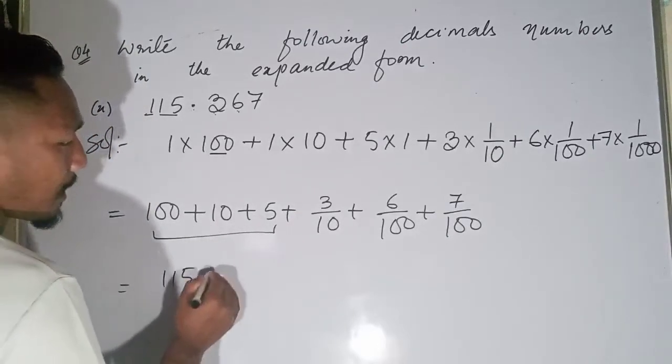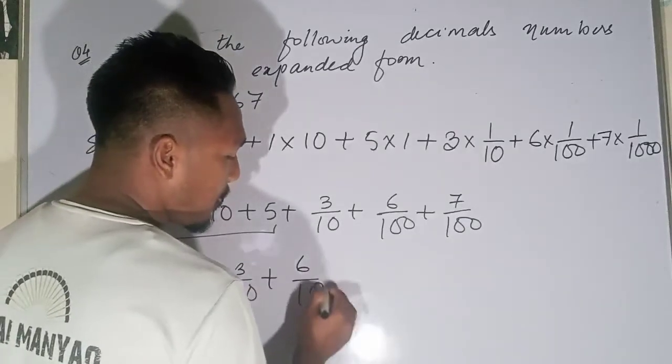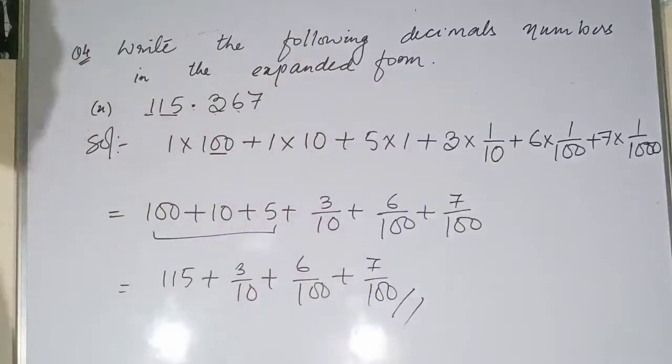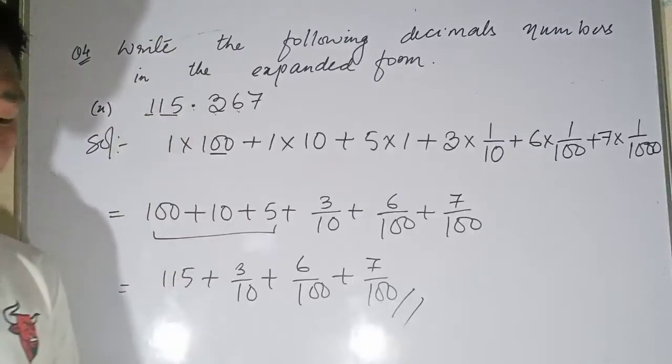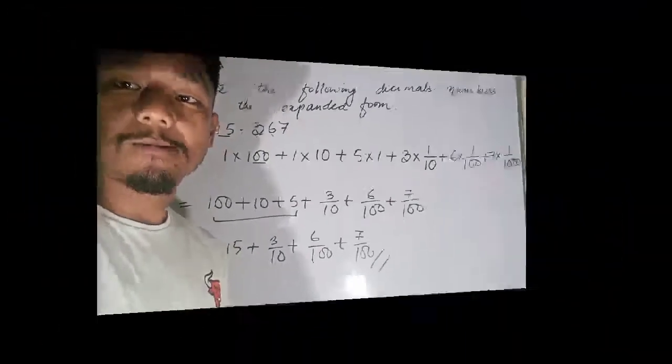So 115 plus 3 by 10, you write it this way. Okay, 6 by 100 plus 7 by 1000. Okay, so this is how we calculate the place value. So we have 101 more questions that you have to do by yourself.